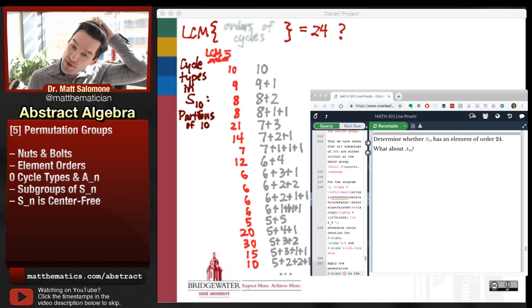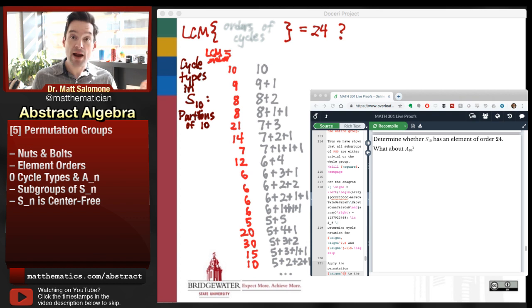So what we're seeing right off the bat is that there's a pretty wide variety of different element orders inside of S10. But can we get 24 as one of them? Well, it's appearing like the answer is no, because in order for 24 to appear as a least common multiple, we really want there.